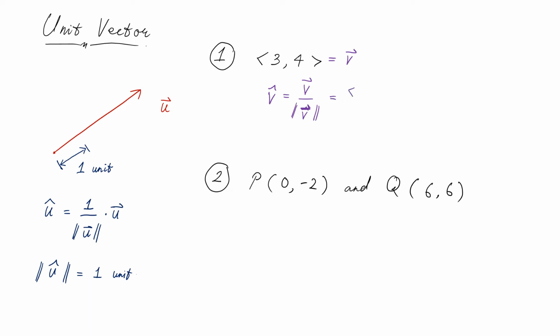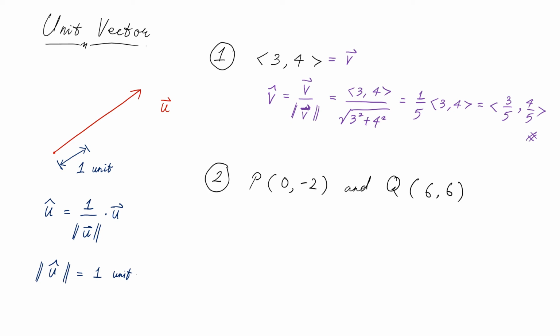So at the top we have 3, 4, and then at the bottom we will have the square root of 3 square plus 4 square. That will give us the square root of 25 or 5. So the final answer that we have over here will be 1 over 5 times 3, 4 in vector notation. Or sometimes we can write it as 3 over 5, comma 4 over 5 in vector form. Let's take a look at the second example.